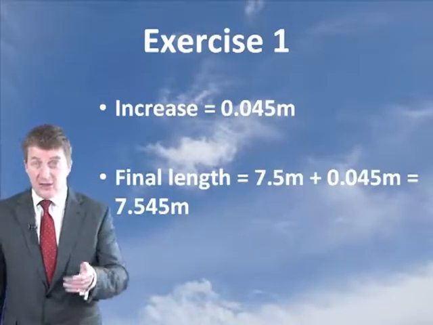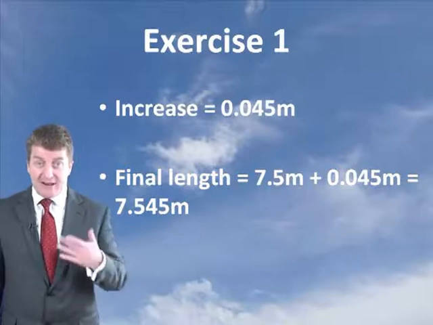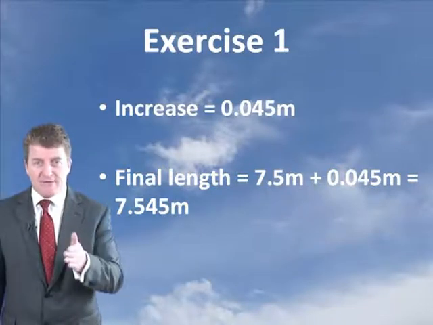So for the final length, all you do is add them together: 7.5 plus 0.045, which is 7.545 metres. That is the final length of that beam.